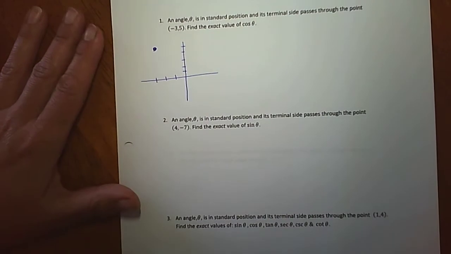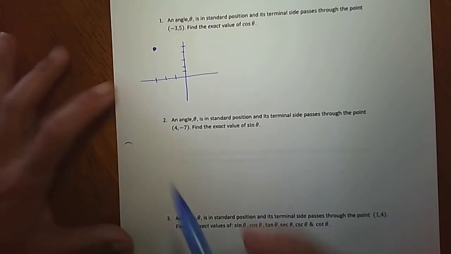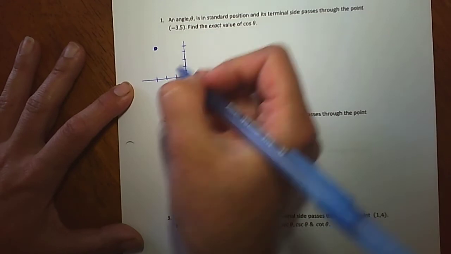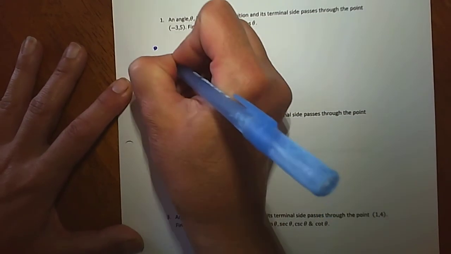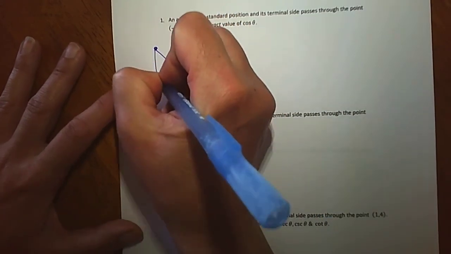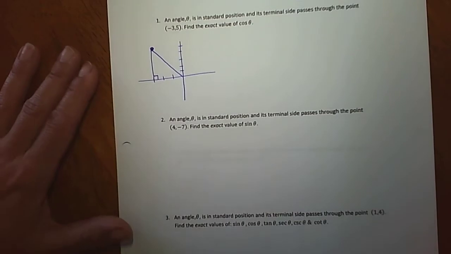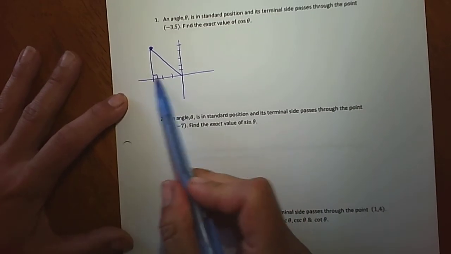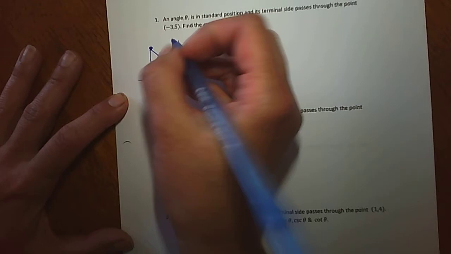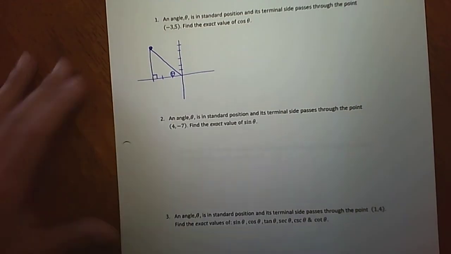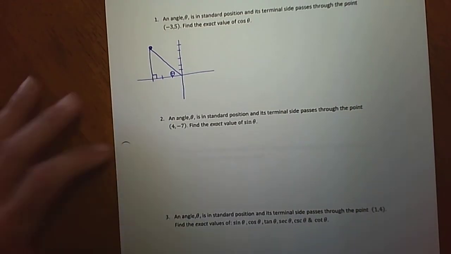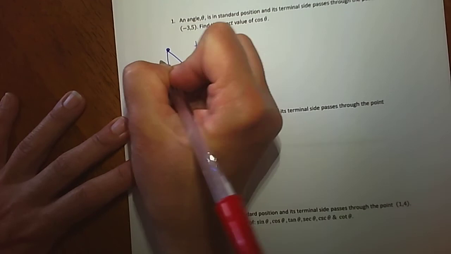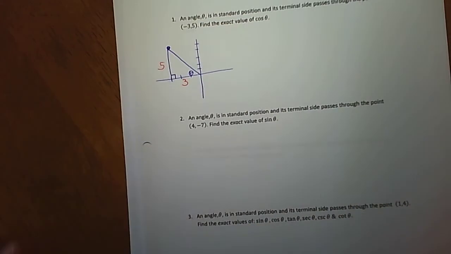Now, in trigonometry, we need a triangle. So we're going to create a triangle using that point by coming out of the origin and going straight down. And there's my right angle. So the right angle always needs to touch the x-axis. And I'm going to put the theta right there. That's our corner. So we went back 3, up 5.